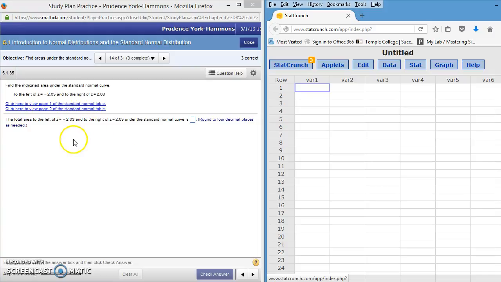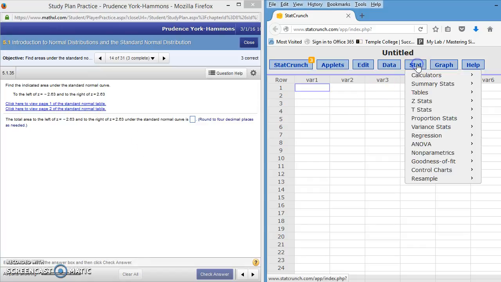All right, I found another problem from the study plan, problem 5.1.35. This one's a little different because I want the area to the left of z equal negative 2.63 and to the right of z equals 2.63. Now, because the standard normal curve is symmetric, all I need to do is find one of them. If I find one of them, then I know the area for the other one is exactly the same. So, and I'll find both of them and show you that that is true.